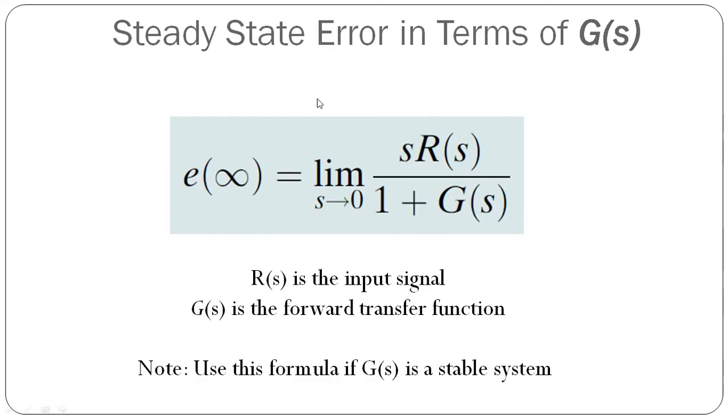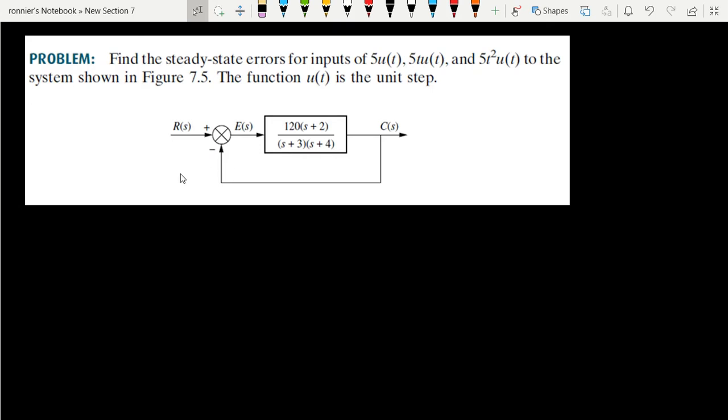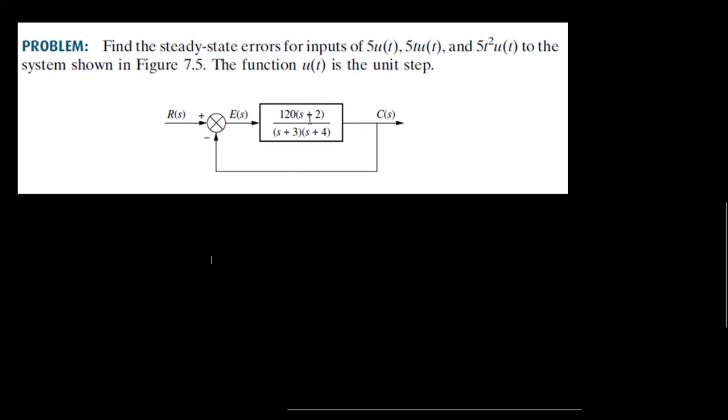Ito yung formula na gagamitin natin for steady state error in terms of forward transfer function: limit as s approaches 0, s R(s) over 1 plus G(s). Side note, kailangan yung G(s) natin ulit is stable, para makuha natin yung steady state error. Punta tayo dun sa problem. Find the steady state errors for the input of 5u(t), 5tu(t), and 5t squared u(t) to the system shown in the figure. The u(t) is the unit step function.